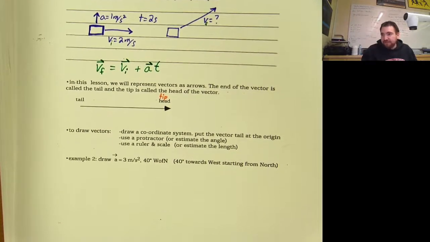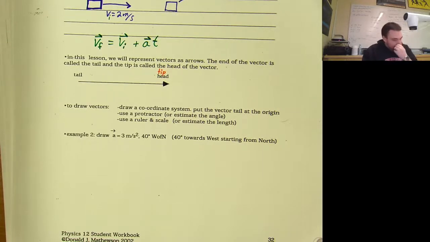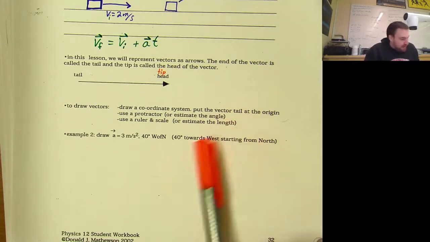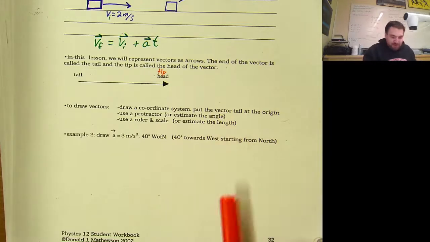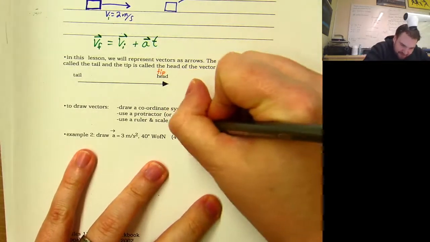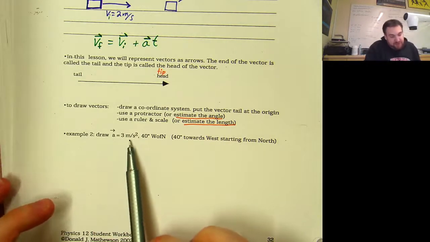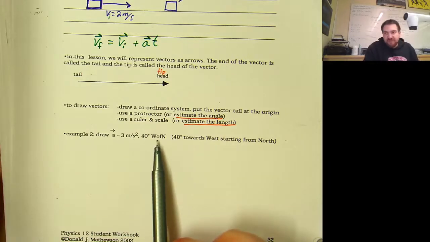Let's do some stuff here. We're going to draw some vectors. We're going to draw a coordinate system. We're going to put the tail at the origin. I'm not going to actually use a protractor. We're going to do some estimating here. We're going to estimate the angle. We're going to estimate the length. I'm not going to require ruler and protractor. But you want to make an effort to make a good guess. So for example, here we're going to draw an acceleration that's 3 meters per second squared, 40 degrees west of north.